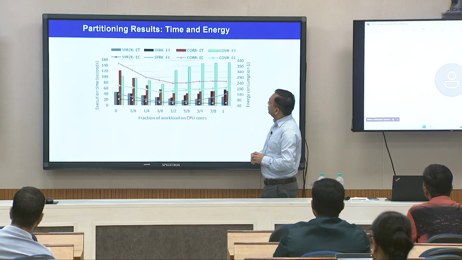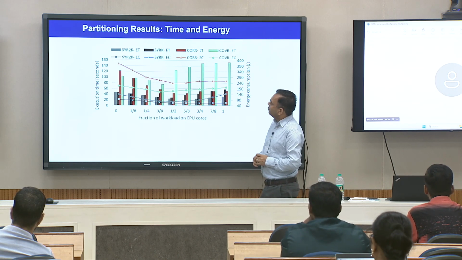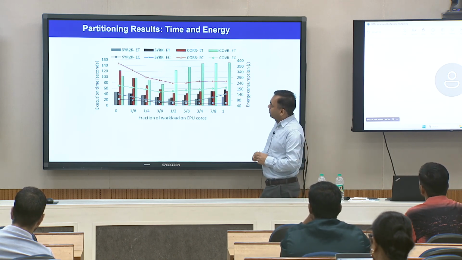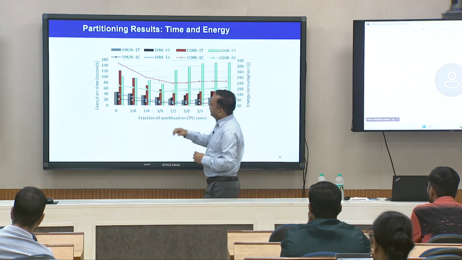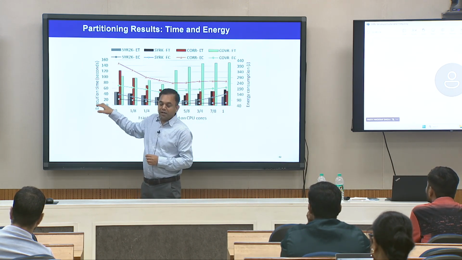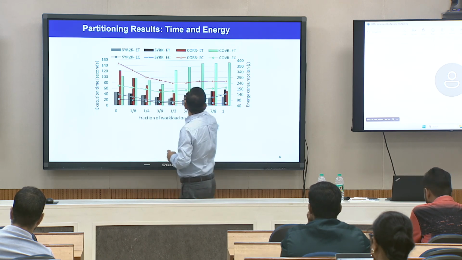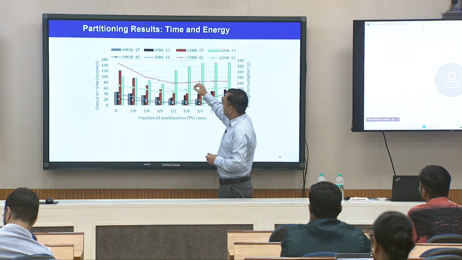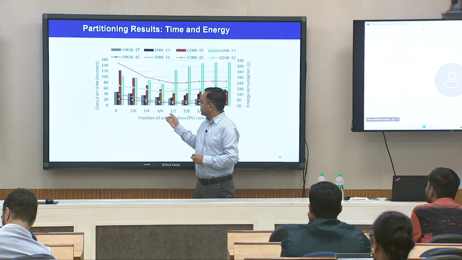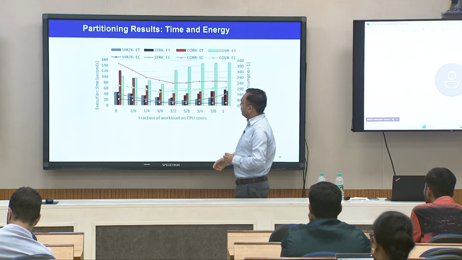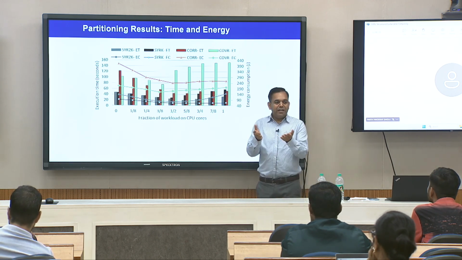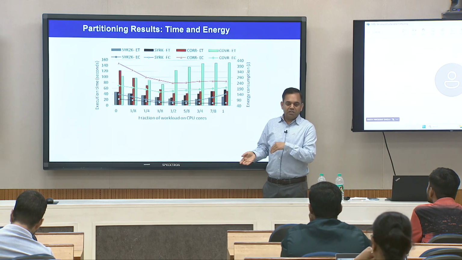Okay. So I think these are from the Parsec benchmark or its modified version for CPU-GPU workload, and we measured execution time, which is shown by bars, and the energy consumption, which is shown by lines. Here on the x-axis it is the fraction of workload on CPU cores. So it's basically defining how much will be on the CPU and how much will be on the GPU.